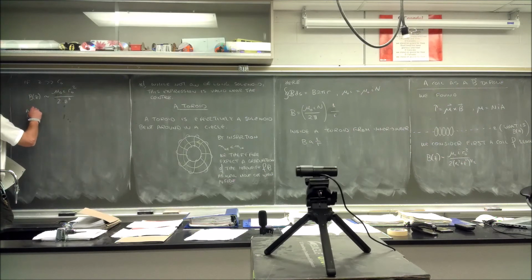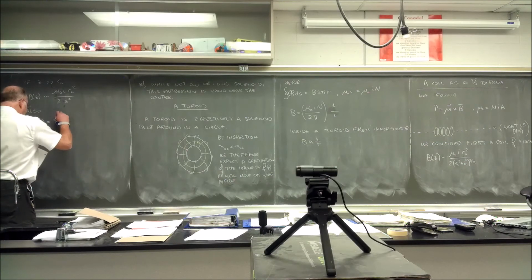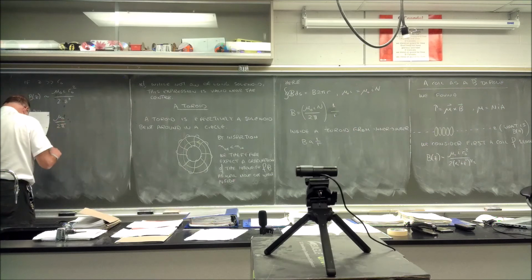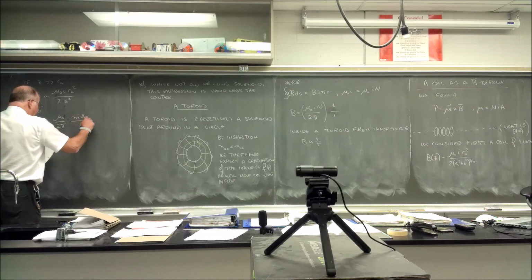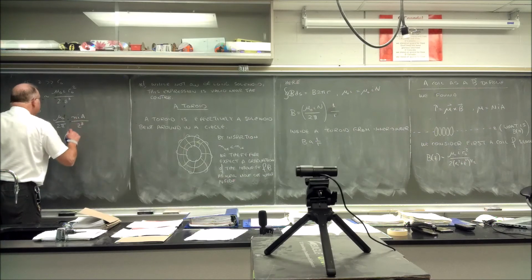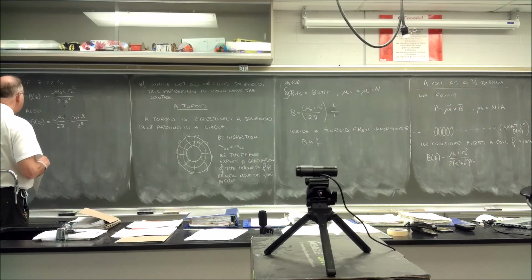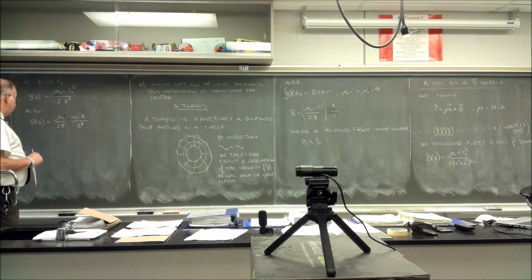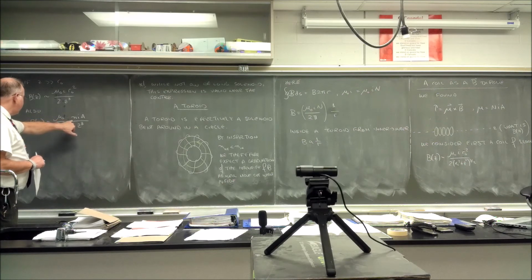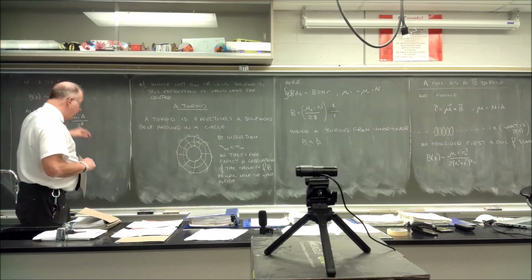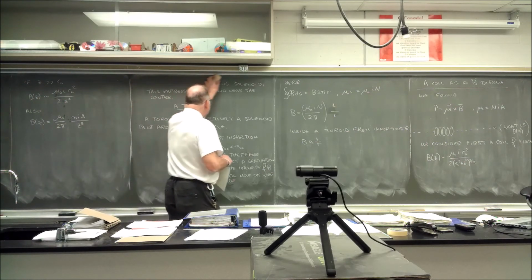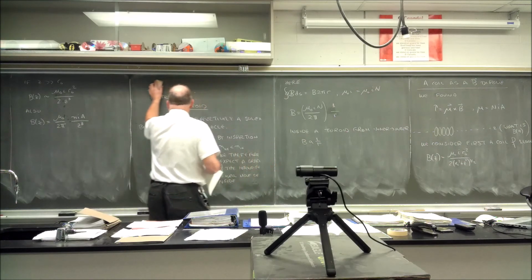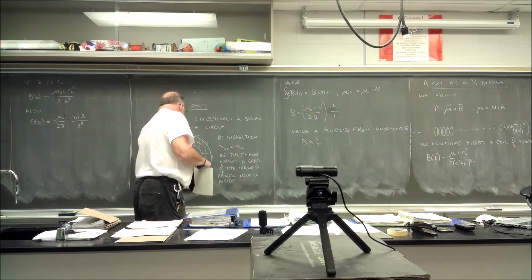Also, B of z is equal to mu naught over 2 pi of N I A over z cubed. So this is r squared here, okay? And this is the linear density, which is probably why they got rid of the r there. But again, there's a lot of approximating going on, so I wouldn't sharpen my pencil too strongly on this one.